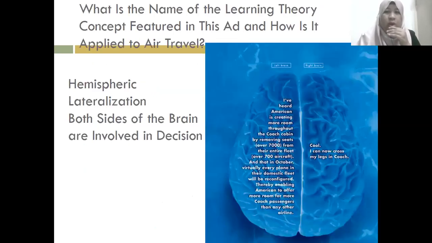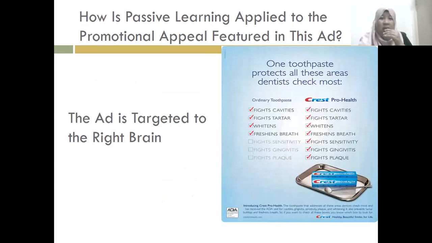Okay, so we go to the next one. What is the name of the learning theory concept featured in this ad, and how is it applied to air travel? This has left brain and right brain. Right brain says it's cool, I can now cross my leg in a coach. In the left brain, they say American is creating more room throughout the coach cabin by removing seats, and so on. So they have a lot of text here. Okay, so yes, it's about left brain. The ad is targeted to the right brain.